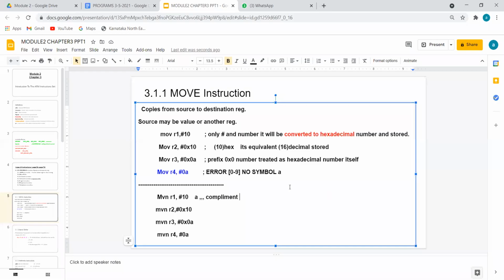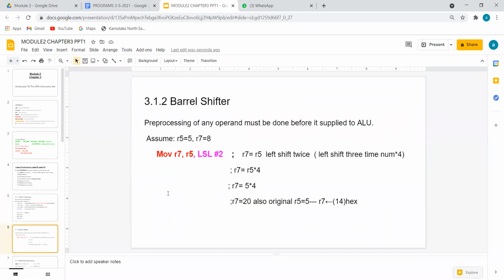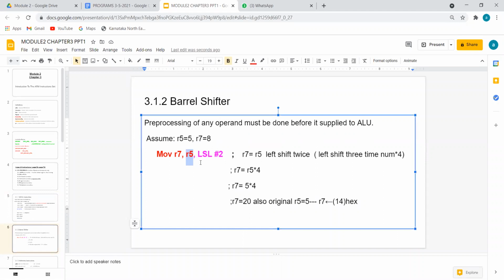Coming for the next. So what we finished in the previous class, after the move instruction, is the barrel shifter. The barrel shifter means whenever a register should undergo one step extra work, then comes the work of the barrel shifter. It has to pre-process that data and supply that data to the ALU, so the ALU can do work with another register.